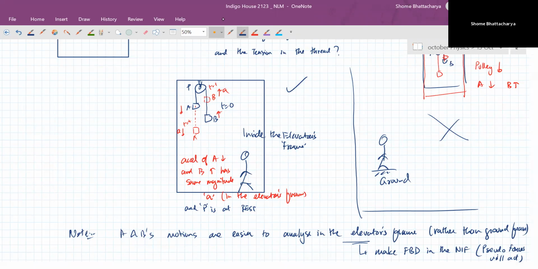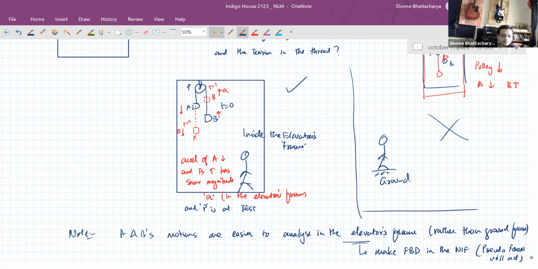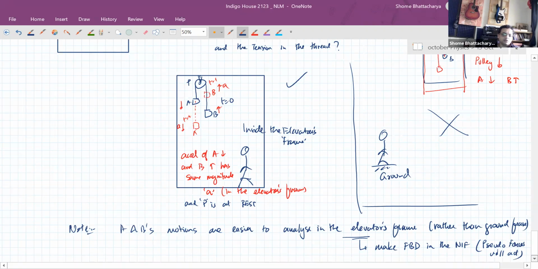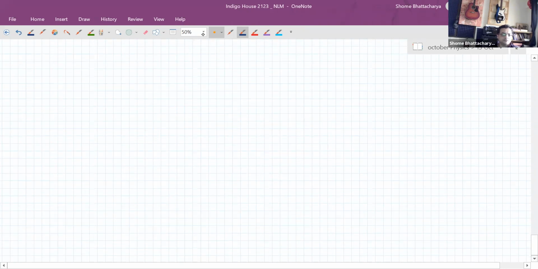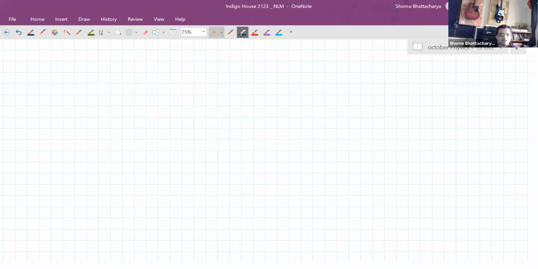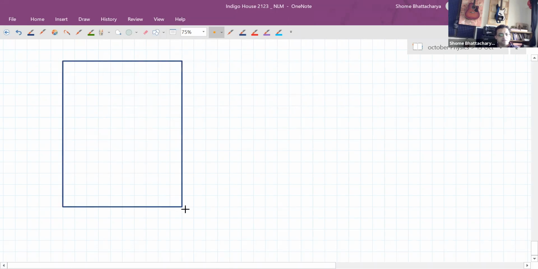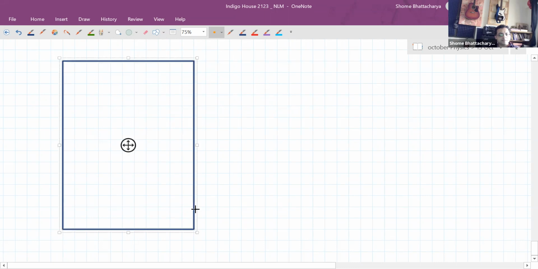Okay, so people, hope you understood this point over here. First of all, how we have decided how to go ahead with Newton's laws over here: to choose the elevator's frame as the convenient frame, not the ground frame, because in the elevator's frame, the pulley is stationary. Okay, so it's going to make life more simple. In the ground frame, the pulley itself is accelerated. So it's not going to be that easy. Okay. So now once we have decided that, let's understand the free body diagrams in detail.